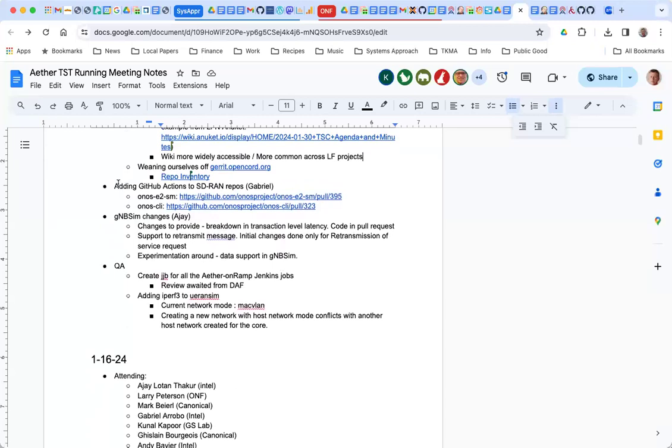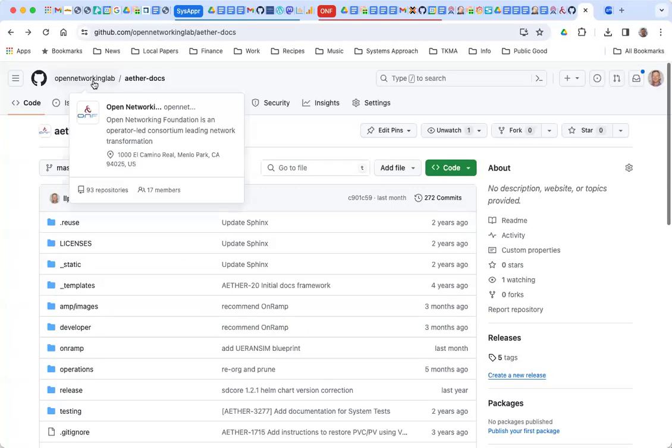Quick question before you move on. Those repos, do you have a landing place for them? That's a good question. The landing place is for us to decide. I have already started to move Ether docs off of GitHub, and I put it in Open Networking Lab.